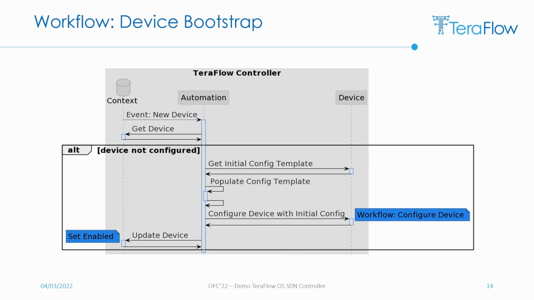When the automation component receives the new device event, it first retrieves the current status of the device and its configuration, and asks the device component for the initial configuration in case this device is still not configured. Then it populates the initial configuration template with the appropriate values and configures the device. Later, it sets the status of the device to enabled.